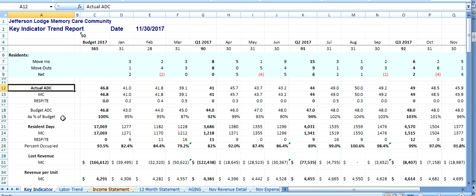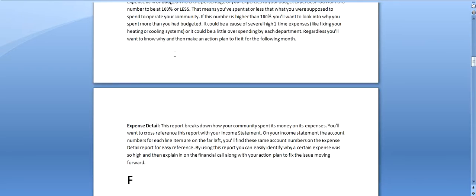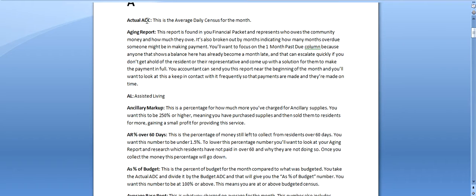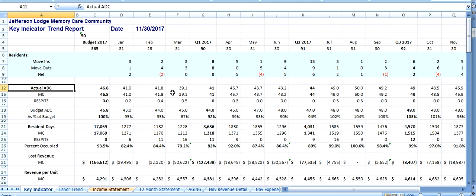Actual ADC. Accompanied with this, I've also sent out a glossary. The glossary is just basic definitions of terms that you might see on these reports. Actual ADC. Well, what does that mean? You can go to your glossary, and it is alphabetized. We'll go up here, actual ADC. This is the average daily census for the month. Great. So there's our average daily census, 45.9.